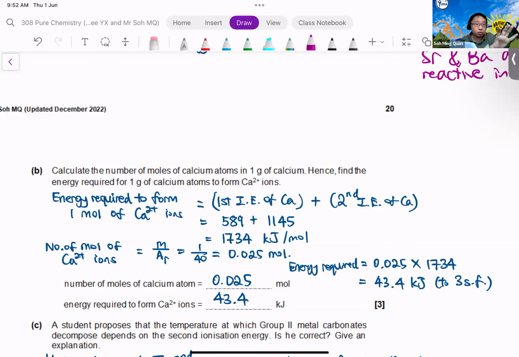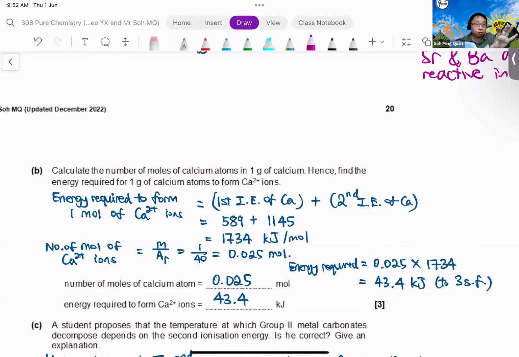So firstly, you got to determine, is it true that the temperature at which the carbonates decompose depends on second IE? If it's true, there should be no exceptions, right? We already know by now, as you go down group 2, the second IE decreases. That means from beryllium all the way to barium, the second IE decreases. But does the temperature at which the carbonate decomposes follow this same smooth, consistent trend? I think the answer is, of course, no, right?